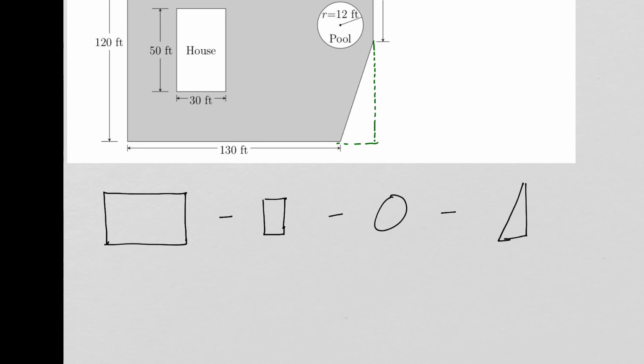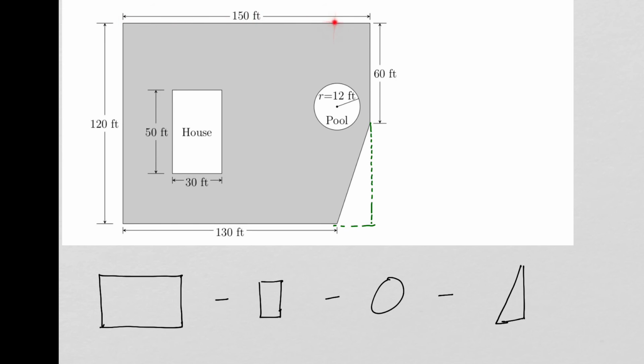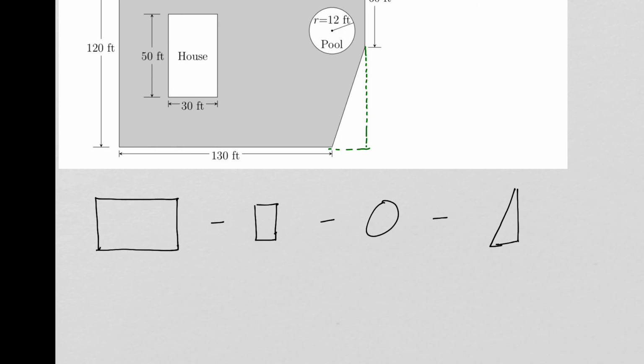Okay, so what was the area of the entire property, including that triangle? Well, looks like the length is 150 and the width is 120, right? So that would be the whole thing, including this triangle here. So 150 feet, and then this was 120. So what's the area of a rectangle? It's length times width. So this would be 150 times 120. Okay, whatever that is, it looks like I would just do this on the calculator. It looks like this is 18,000.